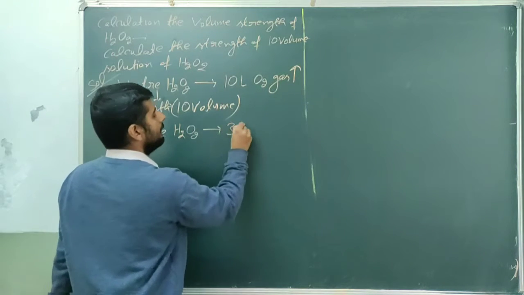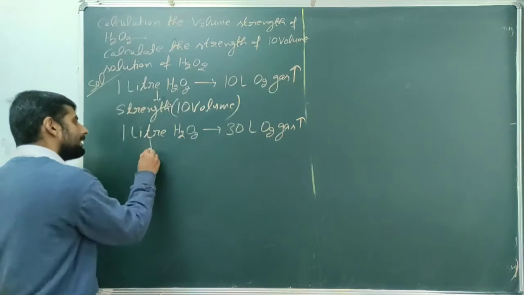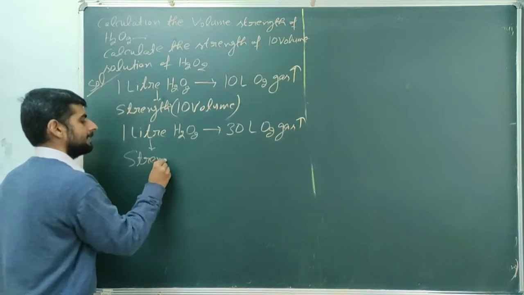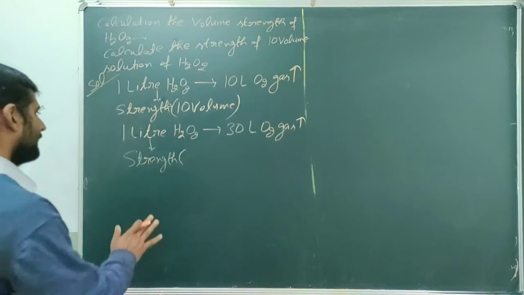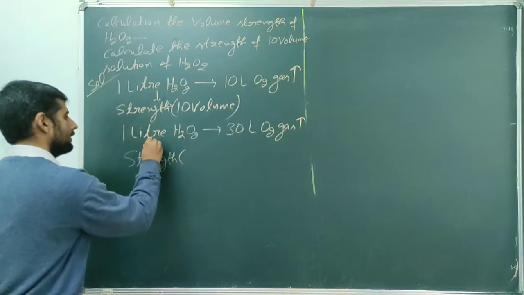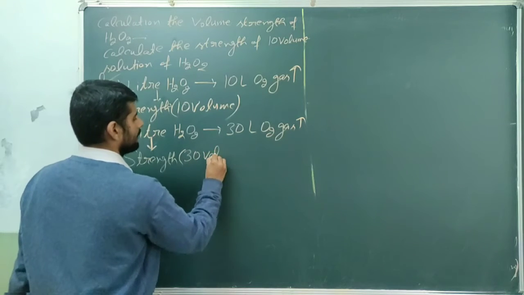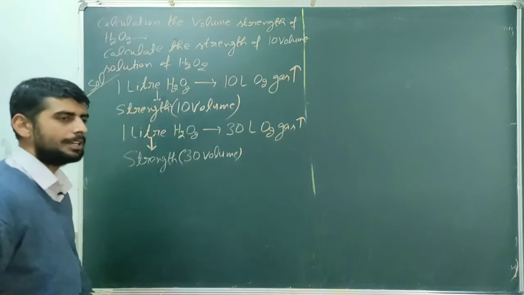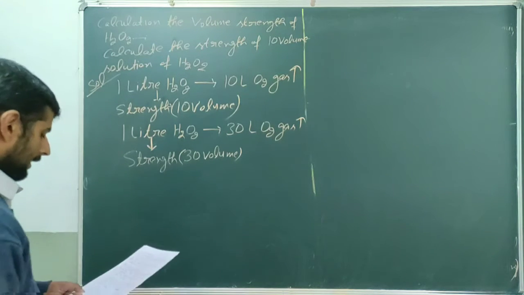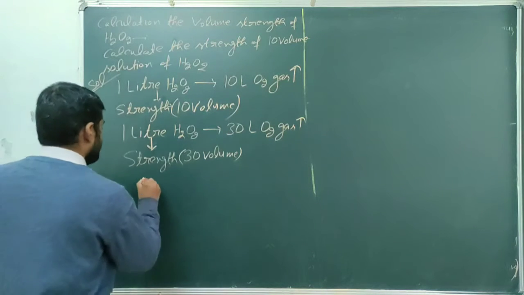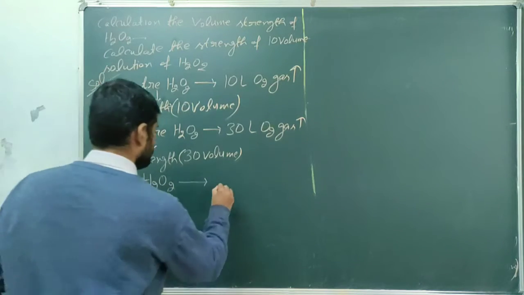If I tell you that 1 liter of H2O2 will produce 30 liter O2 gas, then what is its strength, students? Guess karo, what is its strength? Again, its strength is 30 volume. So I think this point is clear: 30 volume, 10 volume, what it means. Okay. Now you know that H2O2 on reaction will give H2O plus oxygen.